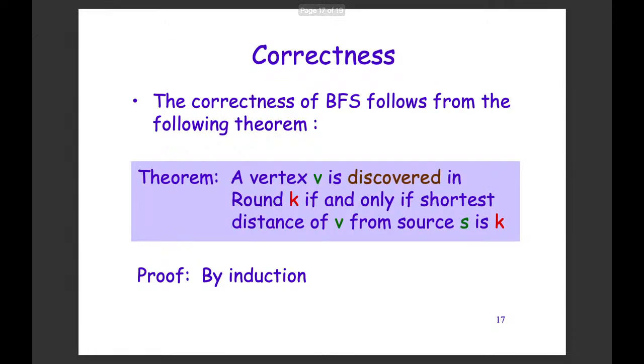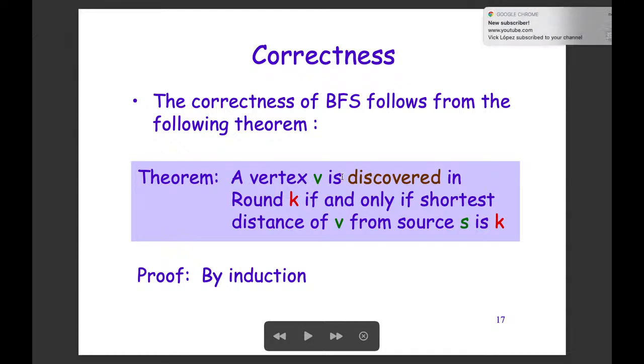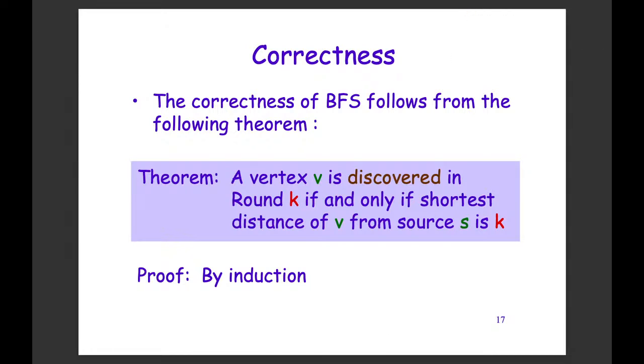Okay, now why do we? So it is a simple algorithm, but why is it correct though? The correctness of this algorithm can be proven easily by using induction. We will see that a vertex V is discovered in round K if and only if the shortest distance from V and from the source is exactly K.